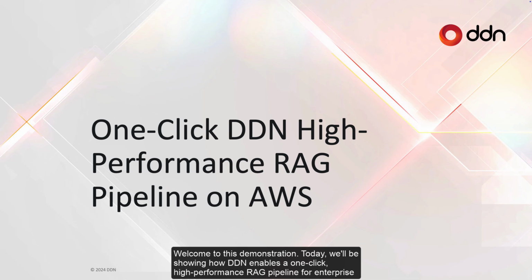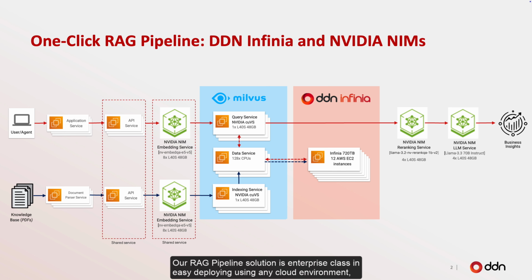Welcome to this demonstration. Today, we'll be showing how DDN enables a one-click, high-performance RAG pipeline for enterprise use. Our RAG pipeline solution is enterprise class and easy to deploy and use in any cloud environment, whether AWS, GCP, Azure, any NCP cloud, and of course, on-prem.